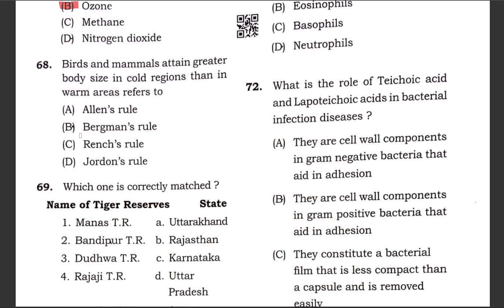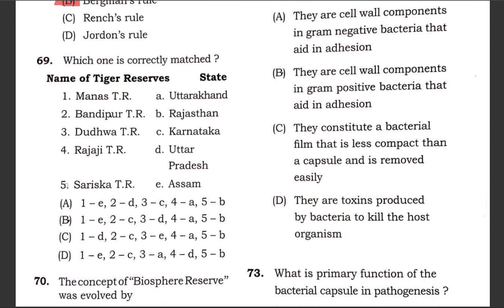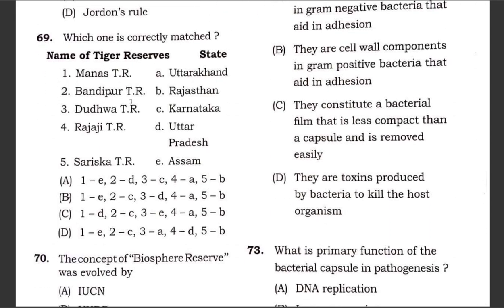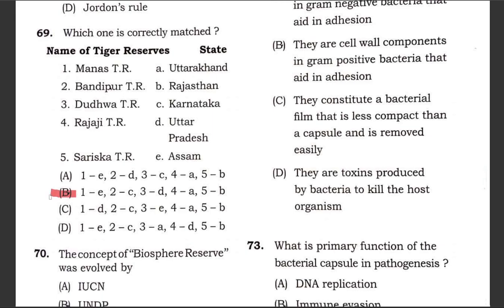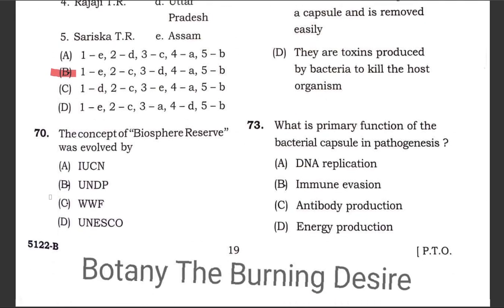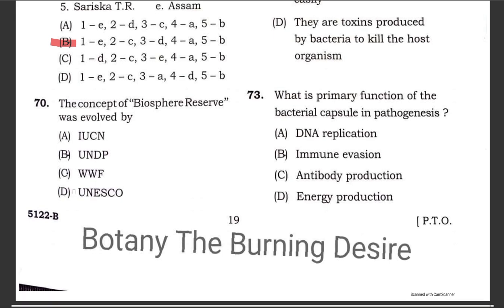So birds and mammals attain greater body size. Of course, the Bergmann's rule. Then this question you also can do very easily. Its answer is B. Then the concept of biosphere reserve was evolved by UNESCO through Man and Biosphere in 1971.